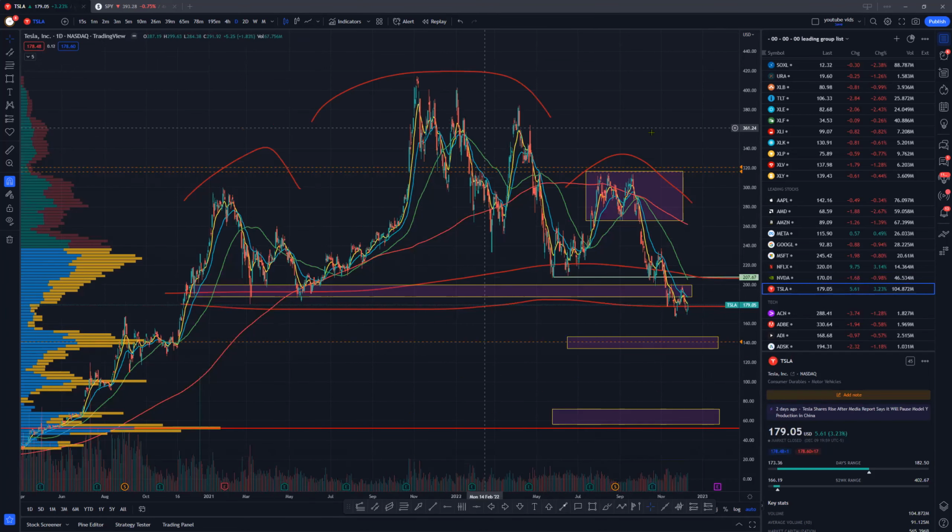Tesla, this giant head and shoulders is giving me the creeps, because if that thing breaks down, it's coming down low. It's like 150 right here. If it loses 150, it's coming down to 100. If it loses that, it's coming down to like 60. It's a long way down if it breaks down.